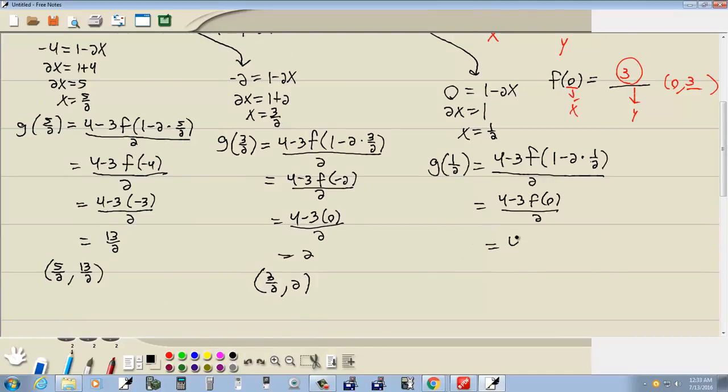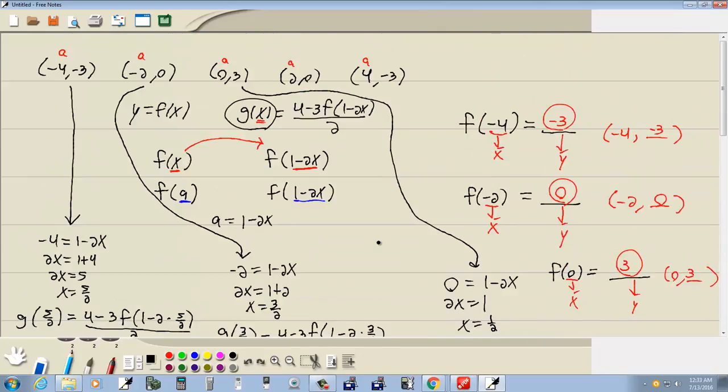Okay, so 4 minus 3 times 3, and what would we say that was? 3 times 3 is 9. 4 minus 9 is -5, so we've got -5/2. So this point will be (1/2, -5/2). Now if I continued for the other 2 points, I would plot these points, and that would be the transformed graph.